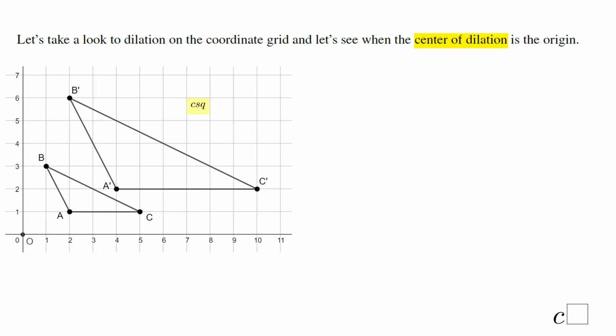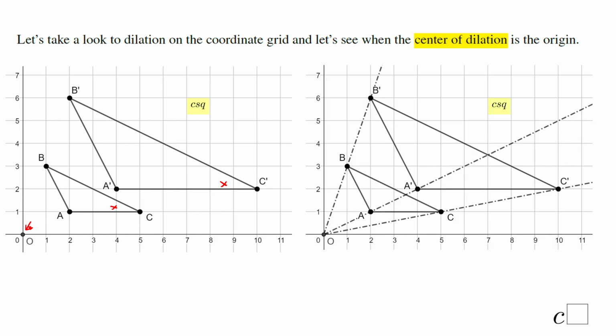In the next stage of the lesson, we're going to look at the dilation in the coordinate grid. And you notice here we have the pre-image, the small triangle here, and the image, the large triangle. So obviously, we have an enlargement. And by the way, this is the center of dilation. The center of dilation in this case is the origin.